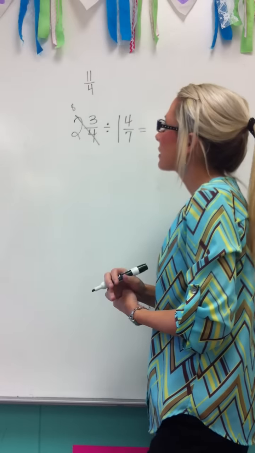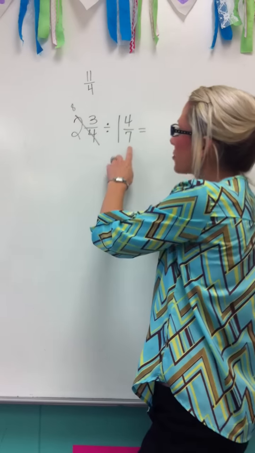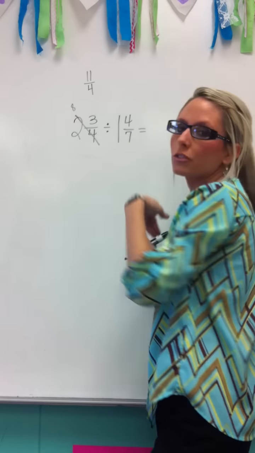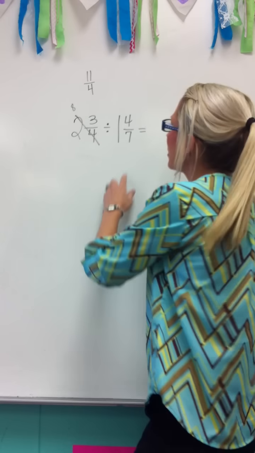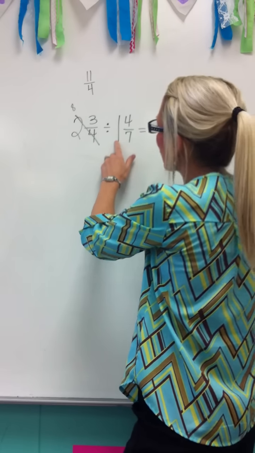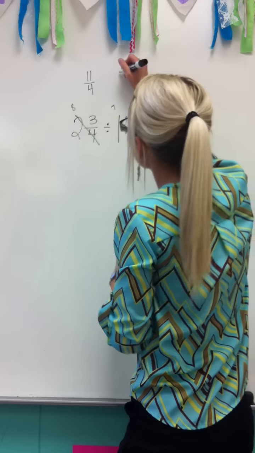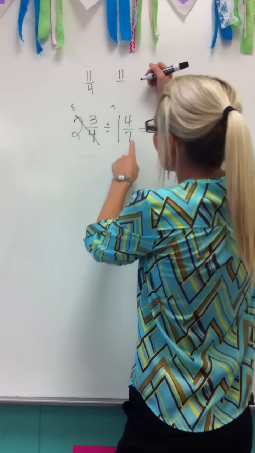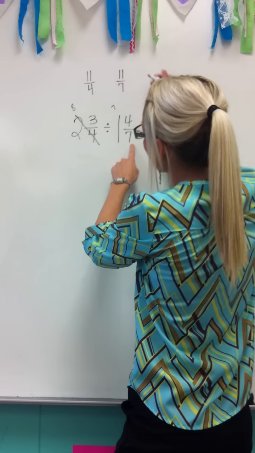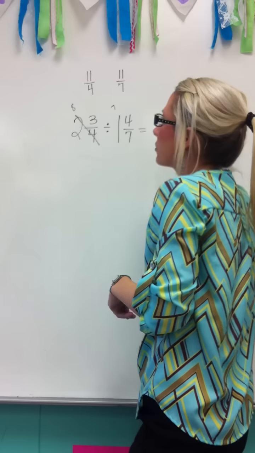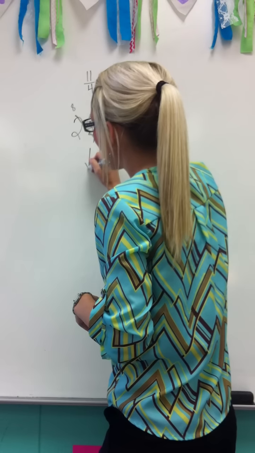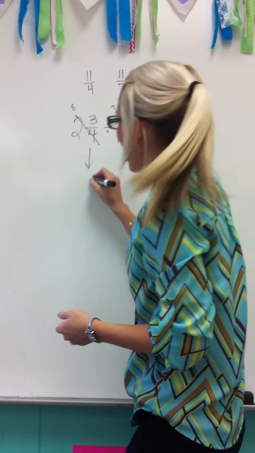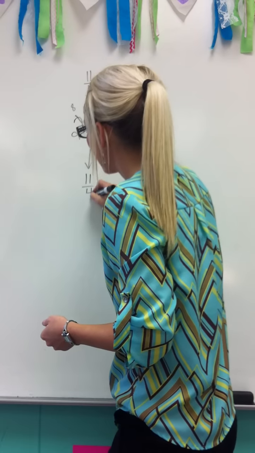Alright? In my next step, I need to change my second number to an improper fraction. So same process, 7 times 1 is 7, 7 plus 4 is 11. And I'm going to keep the denominator of 7. Okay? So now what I need to do is bring down my improper fraction to my new equation. I'm going to have 11/4.